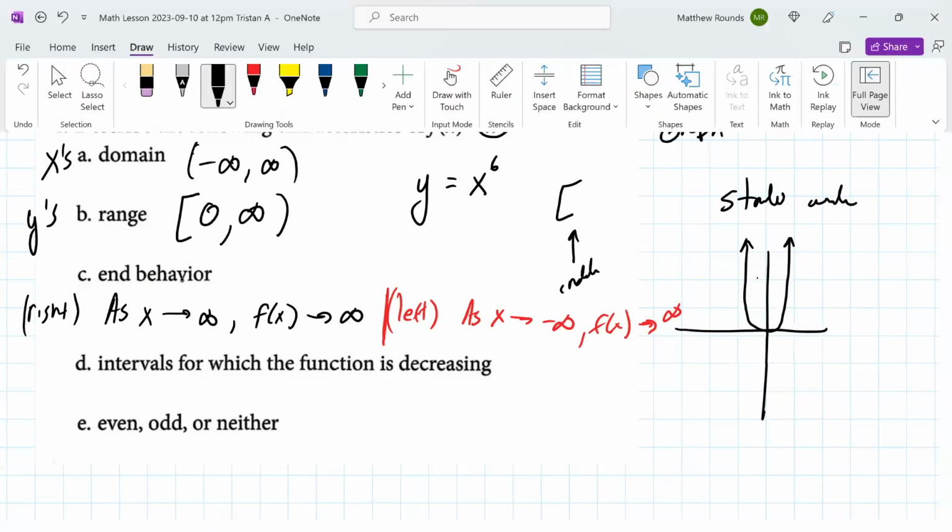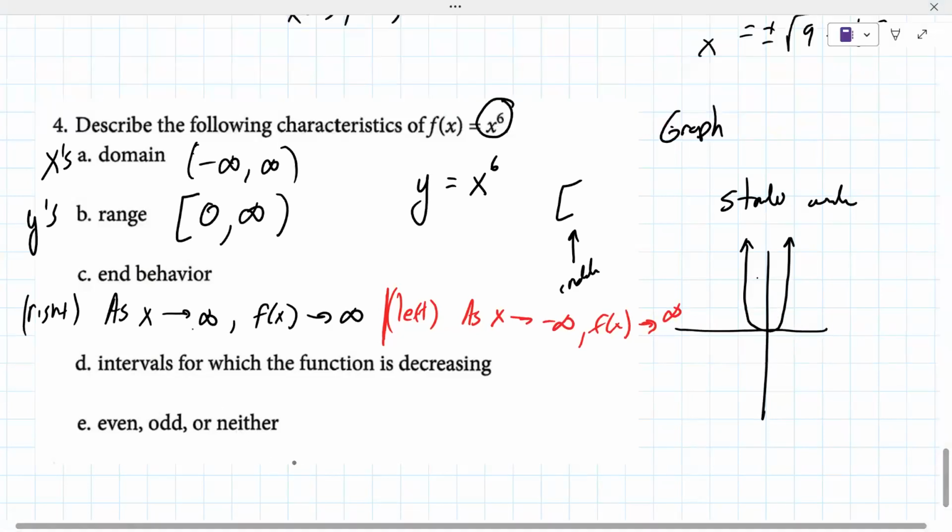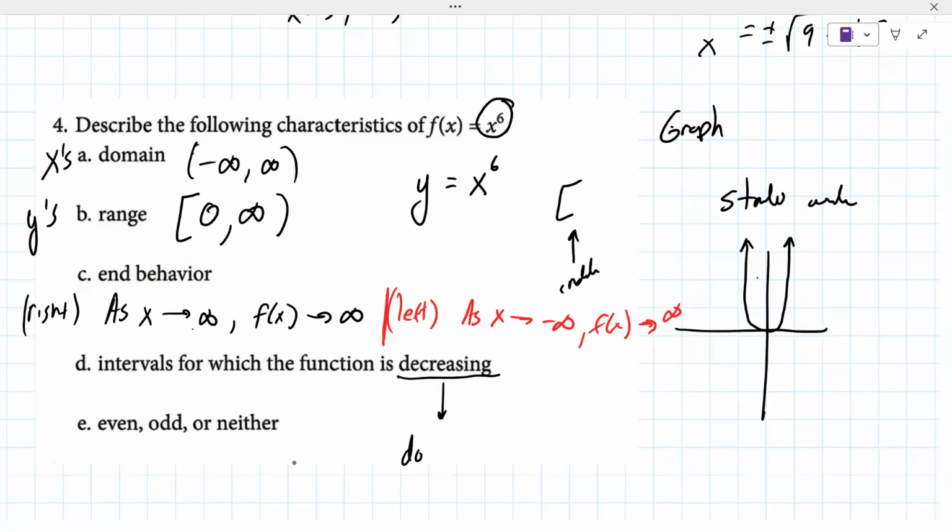Right, so the next thing here, decreasing. So decreasing means it's going down and to the right. So there's a lot of definitions here to remember.